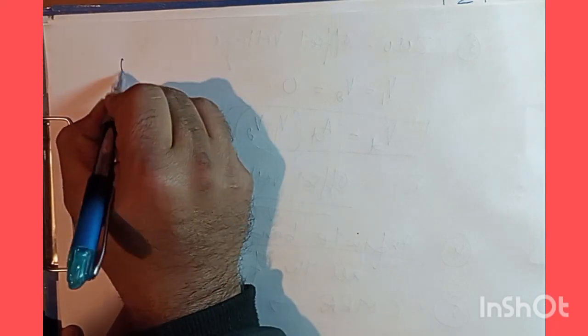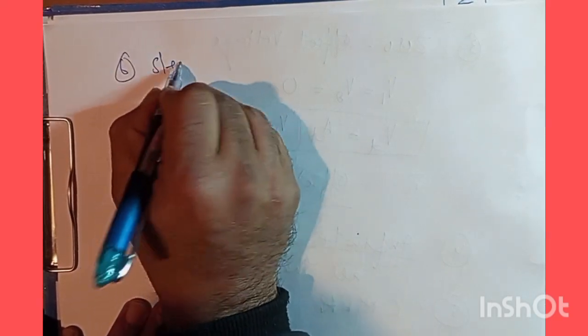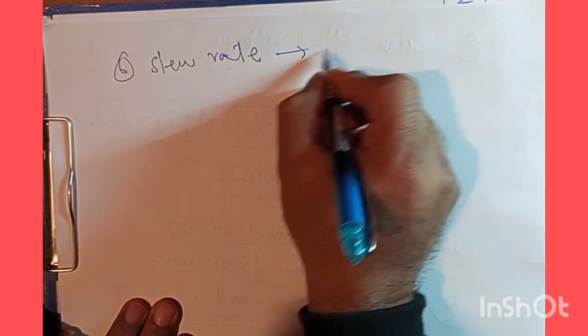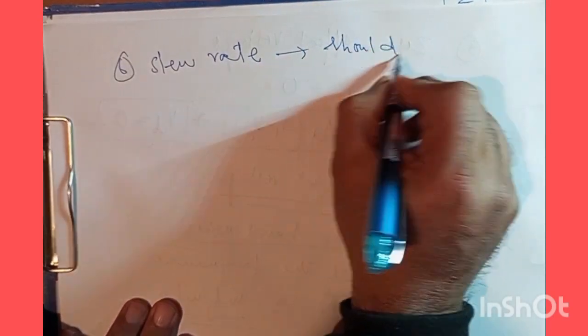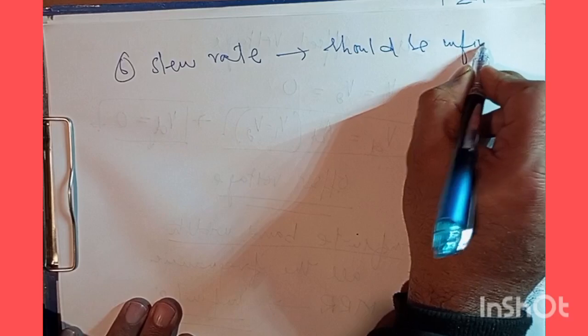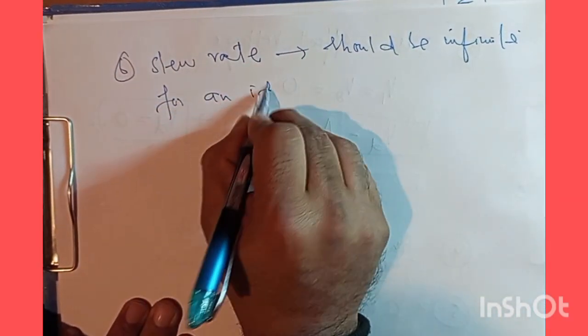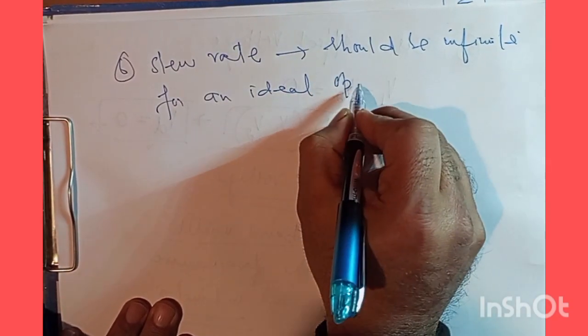And then after this, we have another characteristic property of an ideal operational amplifier, and that's called the slew rate. And this slew rate should be infinite for an ideal operational amplifier.